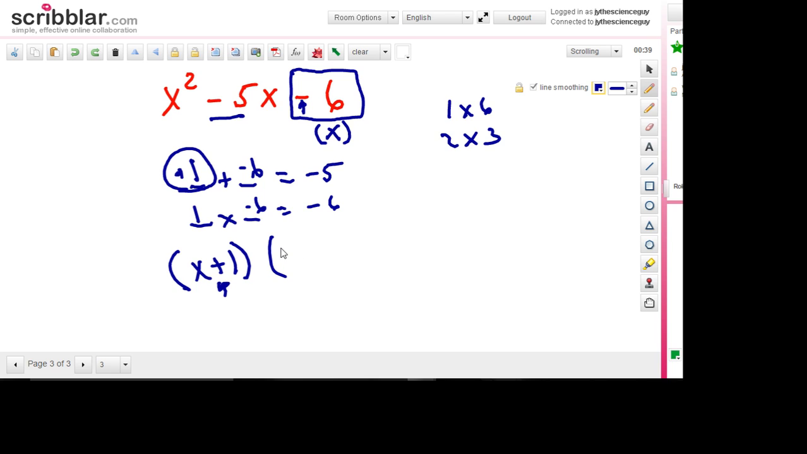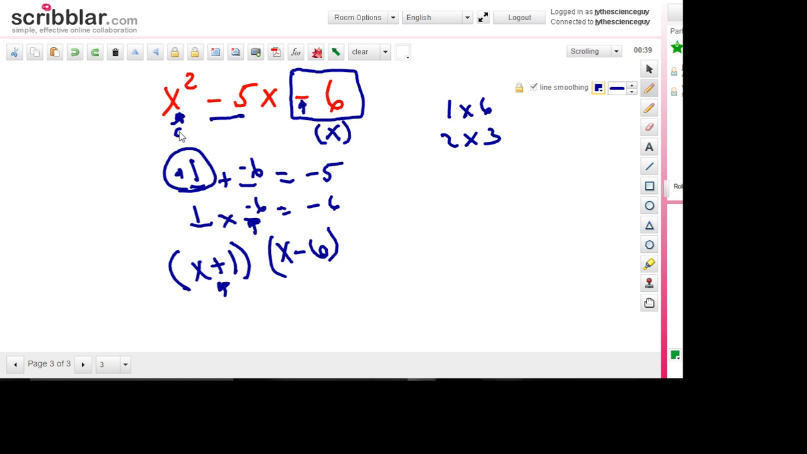Okay. So when you put it in parentheses, you have to write this plus sign. And what is my other factor? The negative 6. So I just write x minus 6. That's all you have to do. You just put the letter in front of it, and then you write the sign with the number. So you're putting the x there because of the x squared? Right.